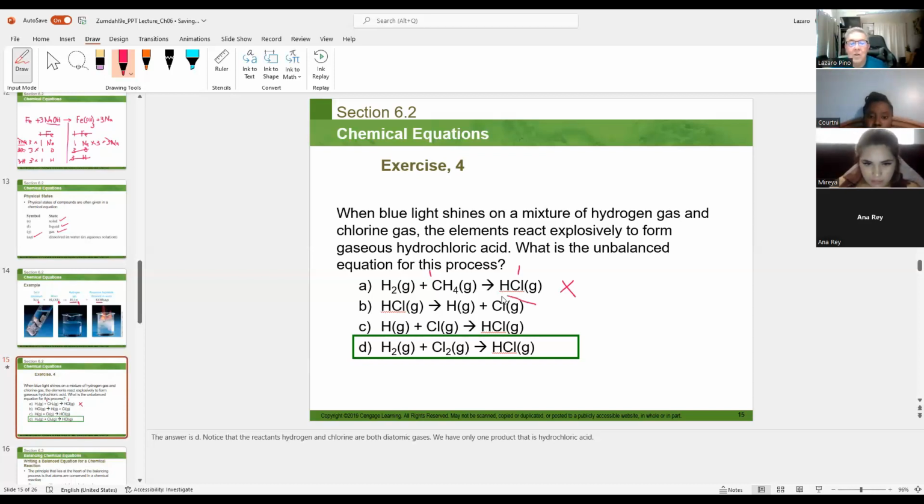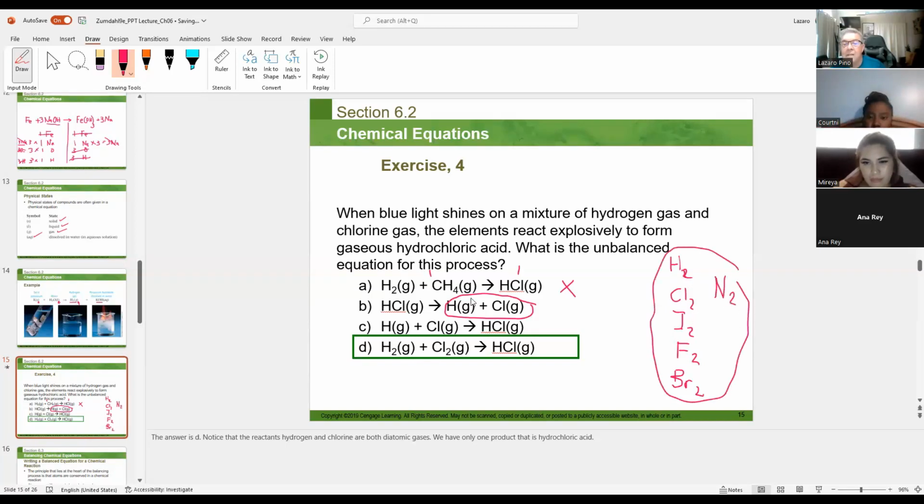Here is also a mistake, because hydrogen, chlorine, iodine, bromine, all of the group 7 in the periodic table, are always diatomic. Then this is a mistake. Then this reaction is not okay. Let's go here.